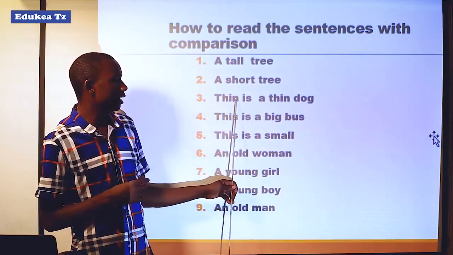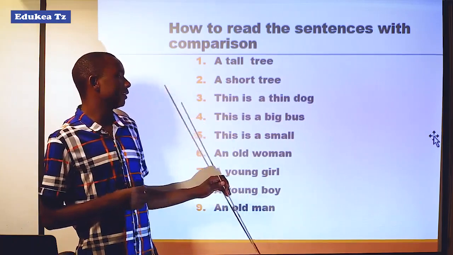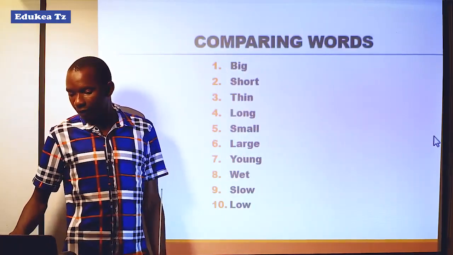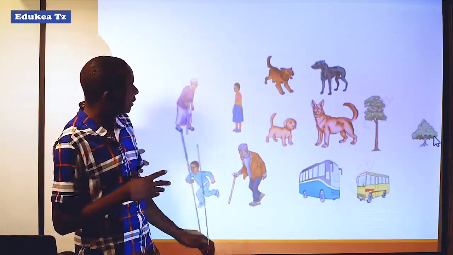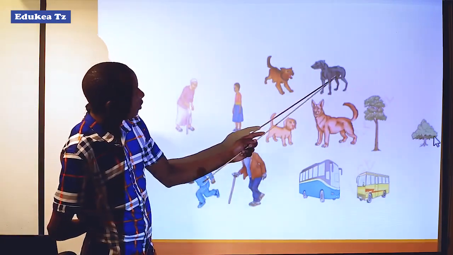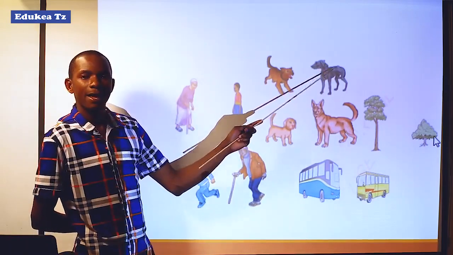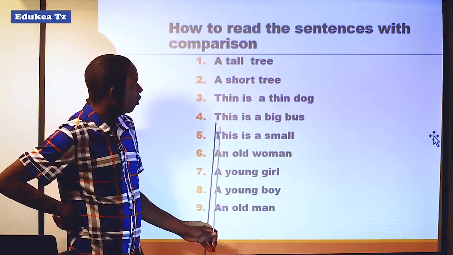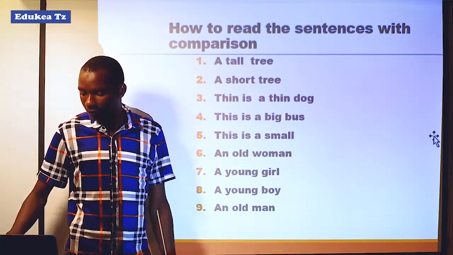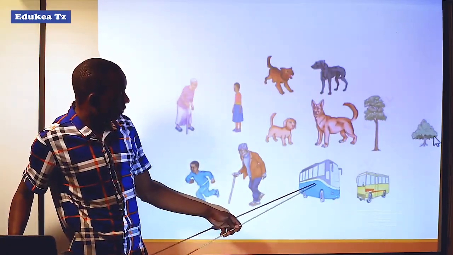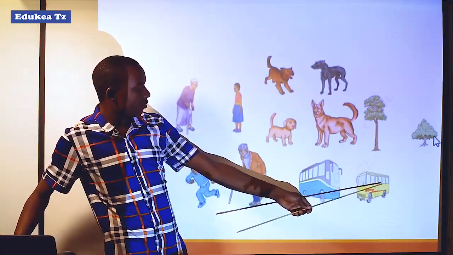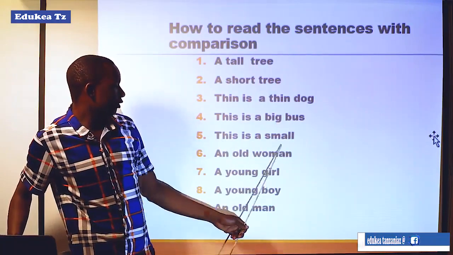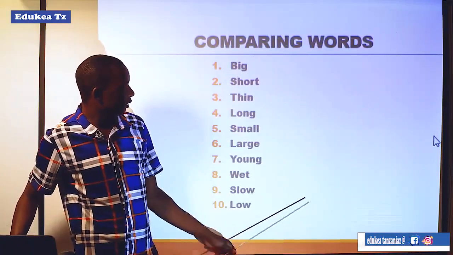This here should be pronounced as this. This is the thin dog. The dog is very thin. Also, this is a big bus compared with the other one. Also, this is a small one, as you see here.